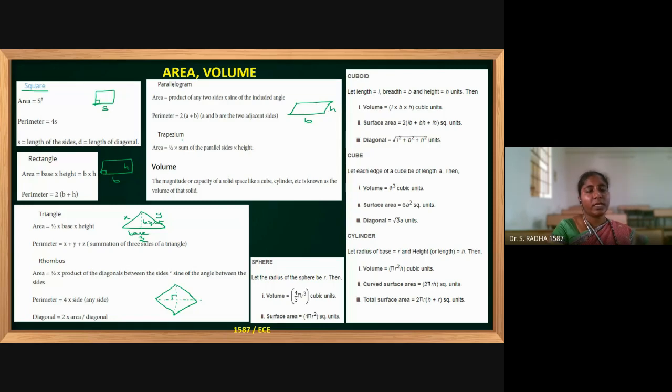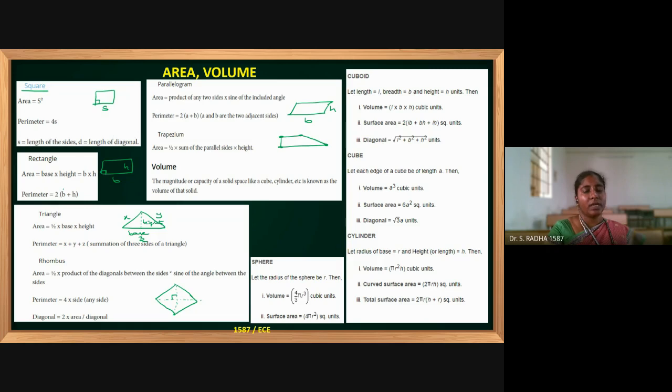Next, trapezoid means four lines will be present, but only one pair of lines will be parallel and the other pair will not be parallel. Okay, four sides are there. Only one pair of parallel lines are there. The other two lines are not parallel. This is trapezium.